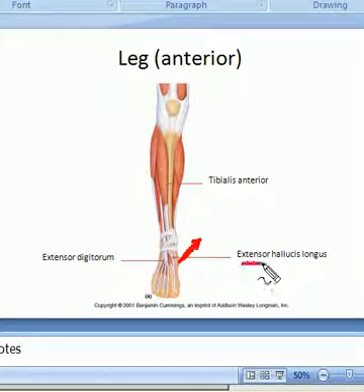On the other hand, this muscle, extensor hallucis longus, arises from the fibula, crosses the ankle joint, and then goes all the way till the distal phalanx of the big toe. So not only is it going to dorsiflex at the ankle, but it is also going to extend the joints of the big toe. So that's how you work out the actions.